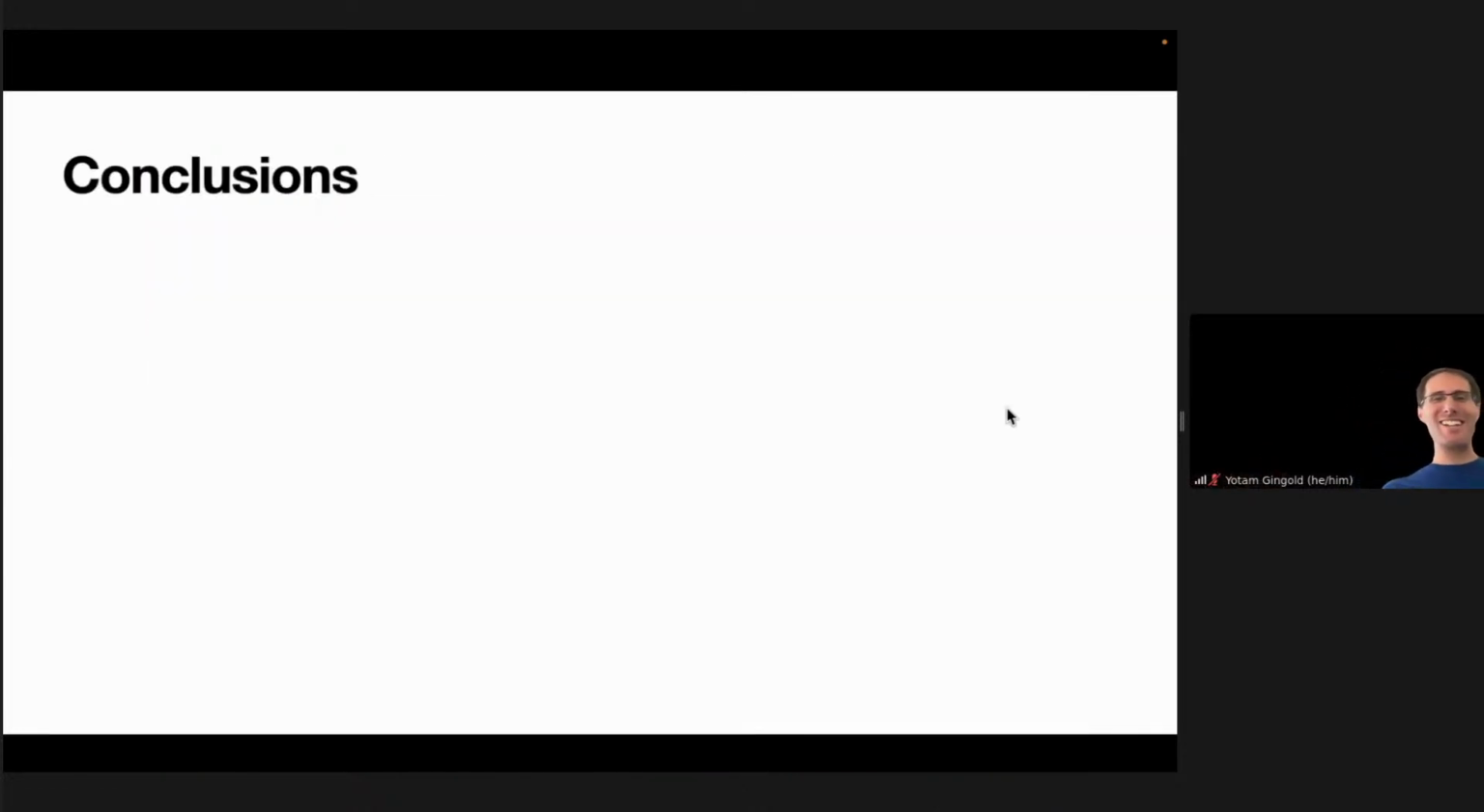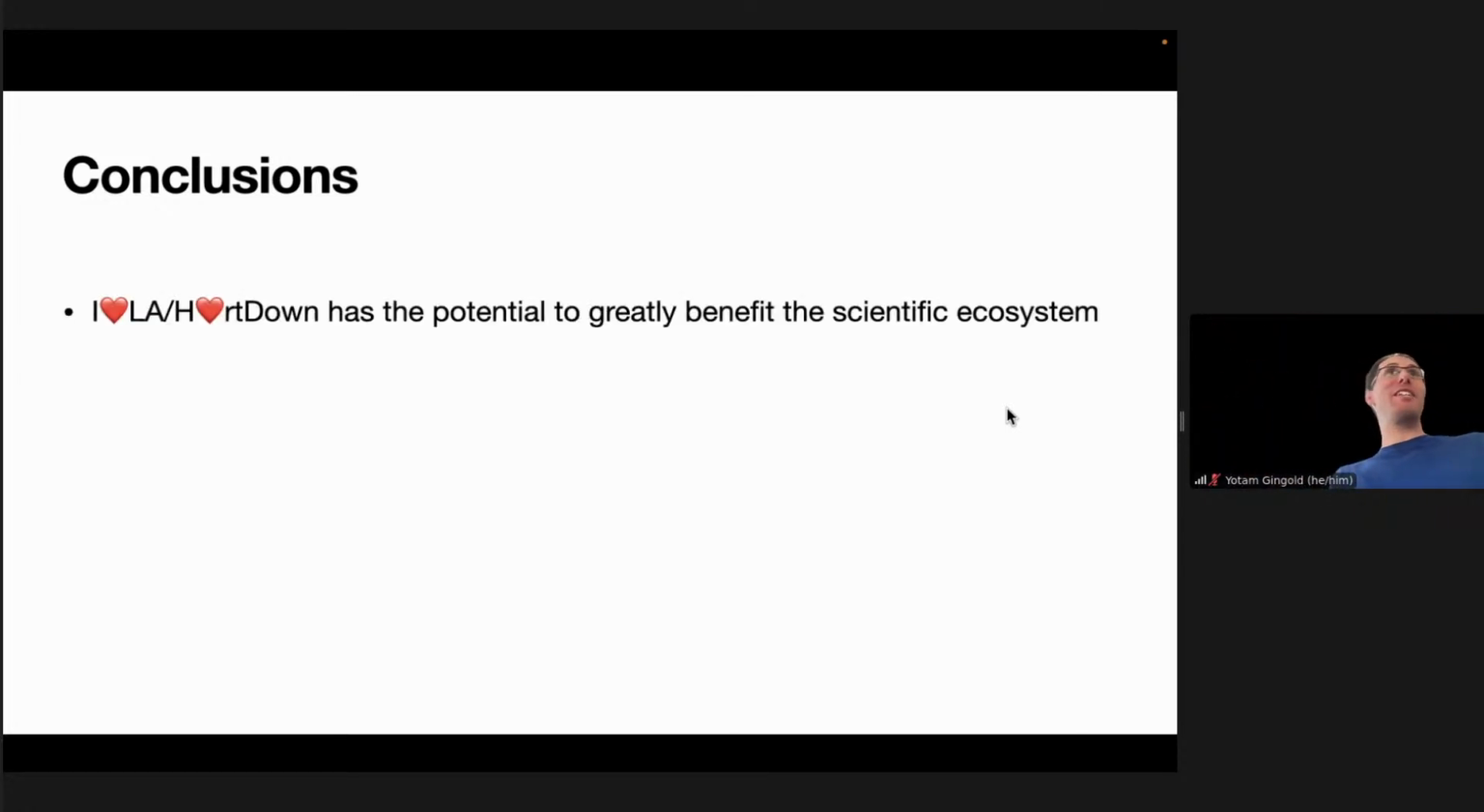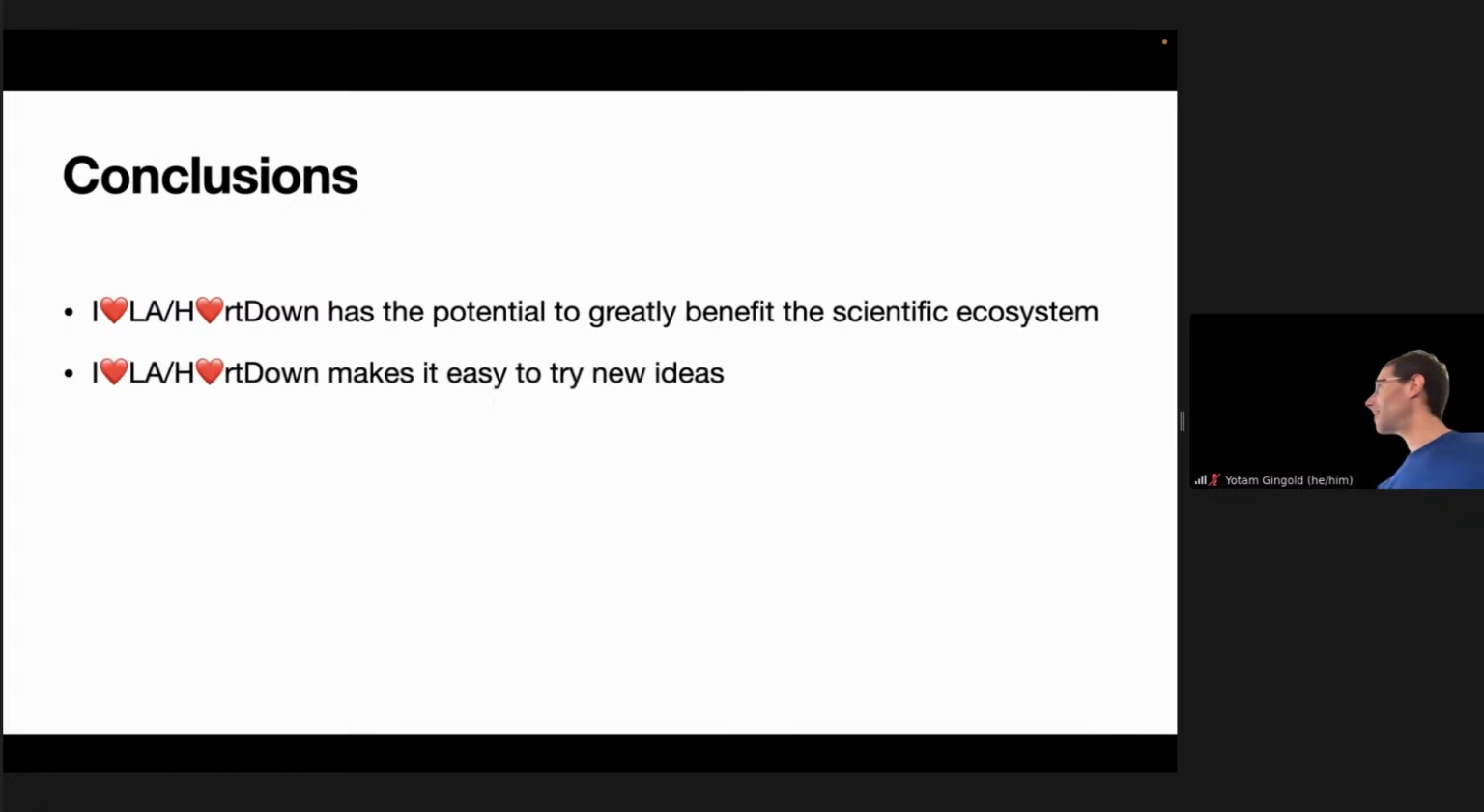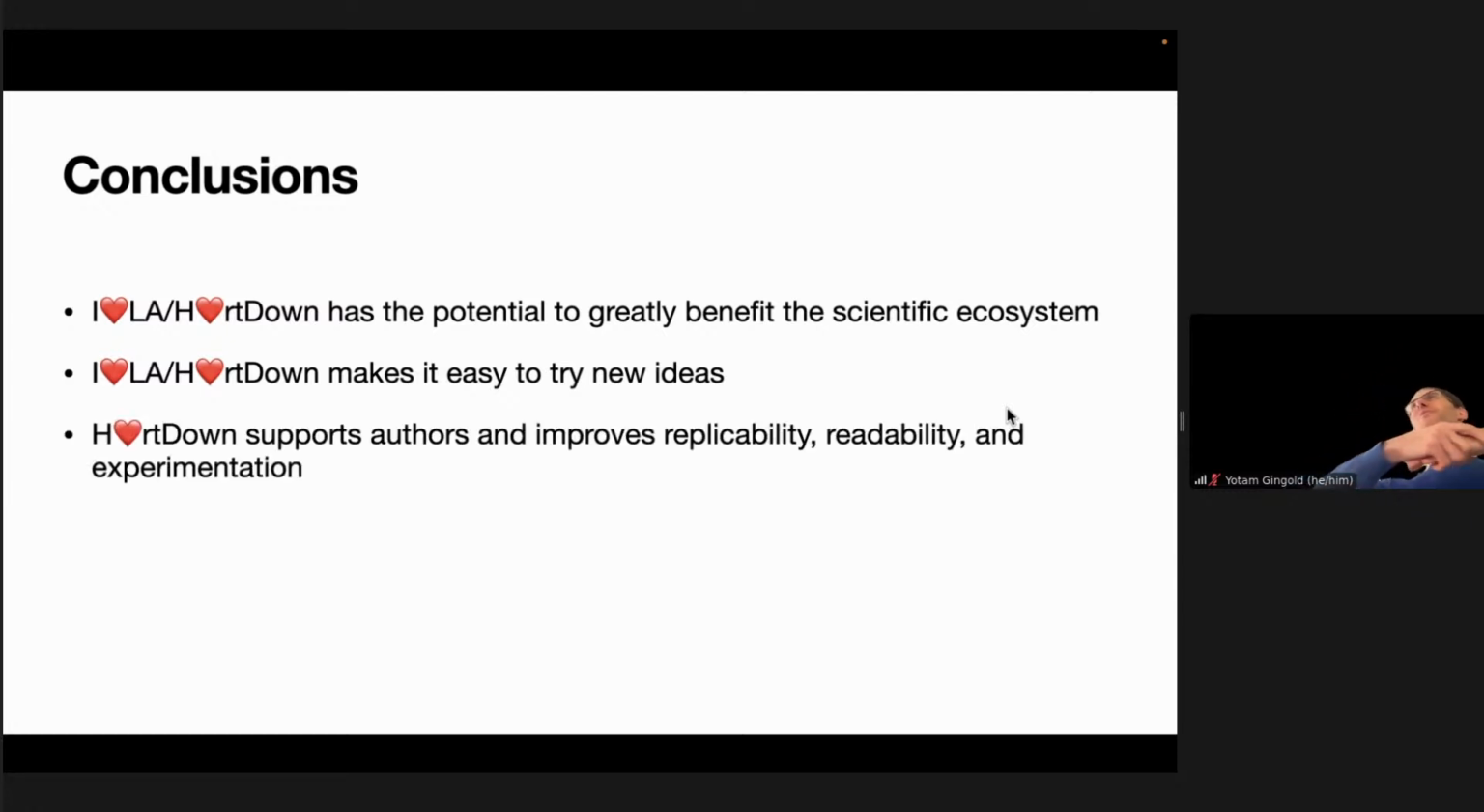So, conclusions. I think there's a big potential here to benefit the scientific ecosystem. We focus on graphics and specific kinds of graphics papers, but in theory, other people can benefit from this. We want to make it easy to try new ideas, and avoid the replicability crisis from other fields.